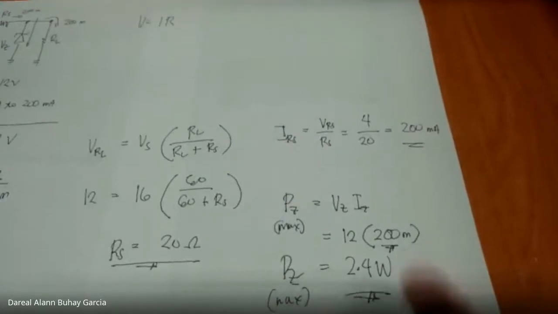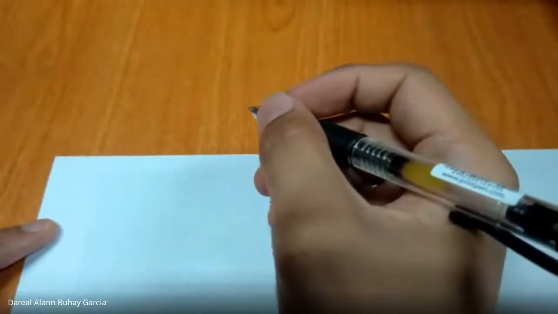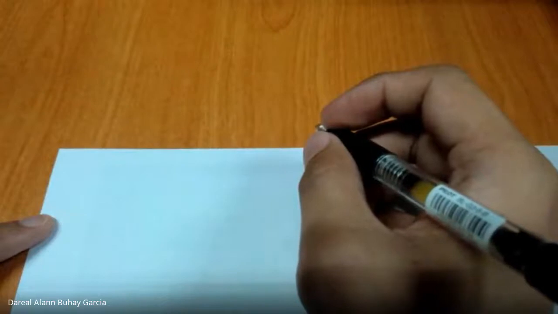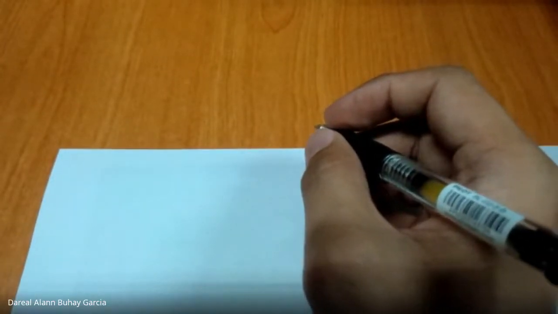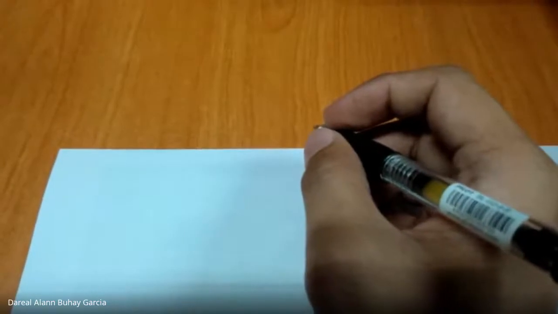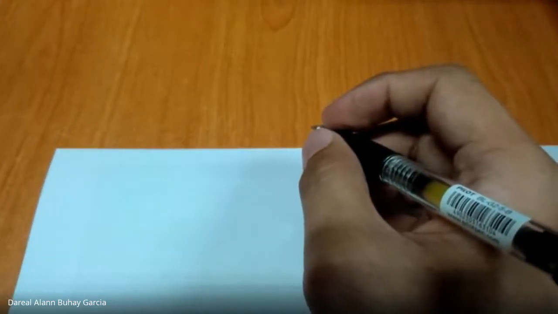Last one. Let's try number 44, so that at least our foundation on zener diodes is solid. 44. For the network of figure 2.188, determine VI that will maintain VL of 8 volts and not exceed the maximum power rating of the zener diode. I think it is similar to what we just solved, but let's still try.